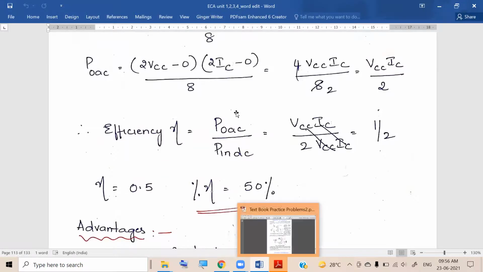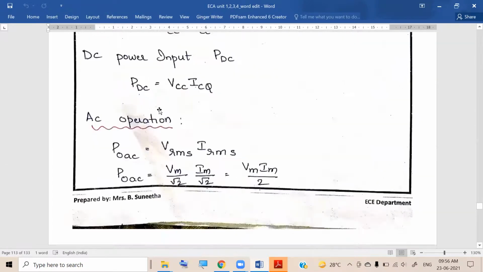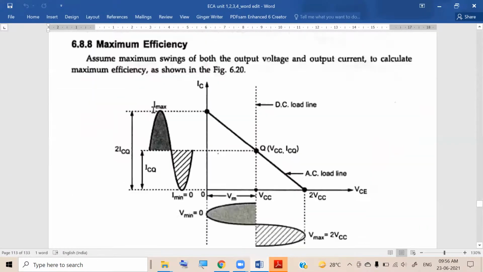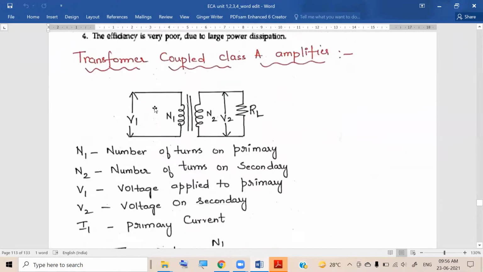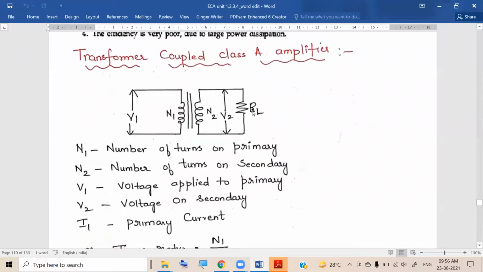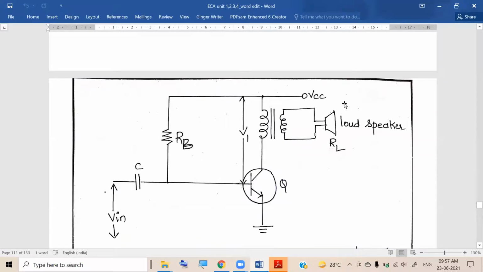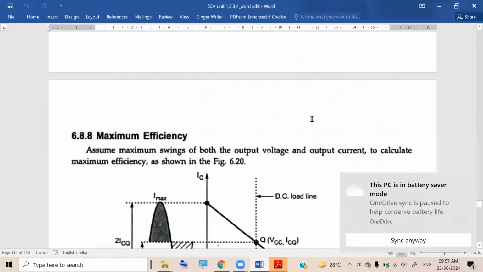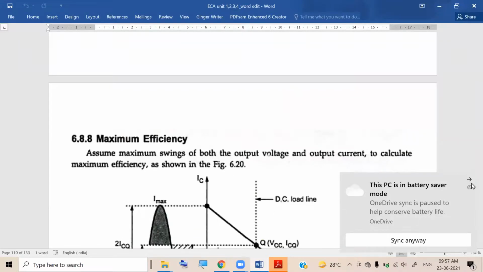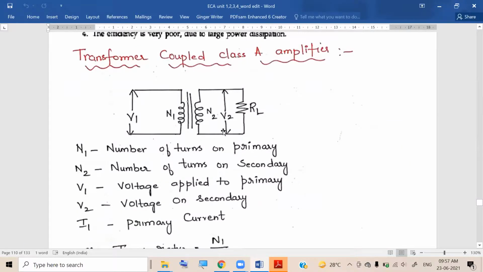Anyway, a quick recap of whatever we have discussed so far. We started with this transformer coupled class A amplifier. What we are doing is, instead of directly connecting RL, we are connecting it via a transformer. We are not connecting RL directly, we are connecting via a transformer.